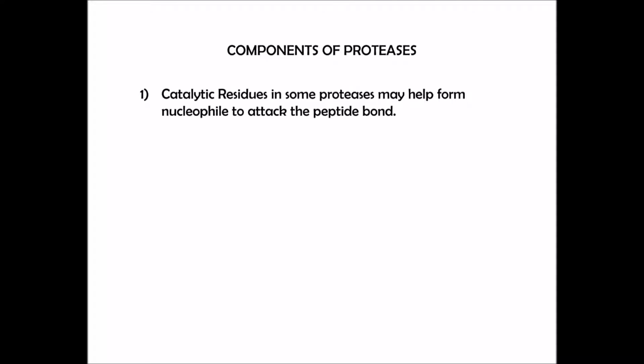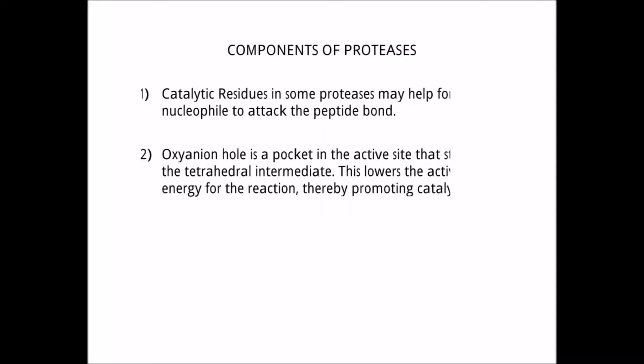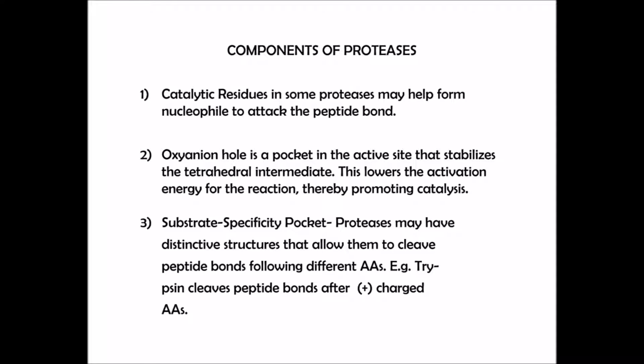One of them is catalytic residues, and in the active site they help form the nucleophile. The second one is the oxyanion hole, a structural component that stabilizes the tetrahedral intermediate by providing space. The third one is the recognition site, the substrate specificity pockets.